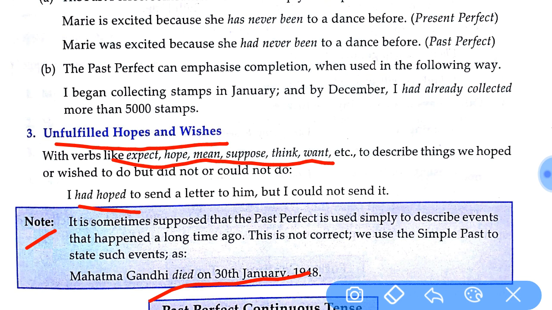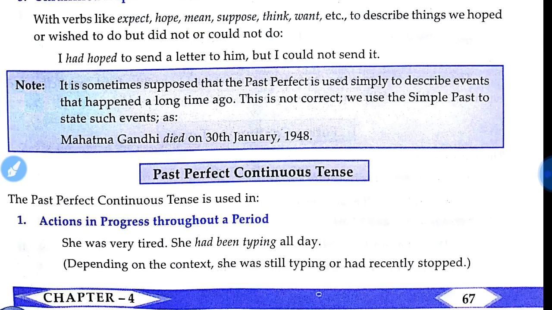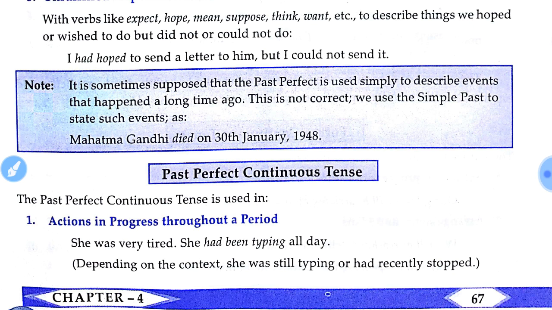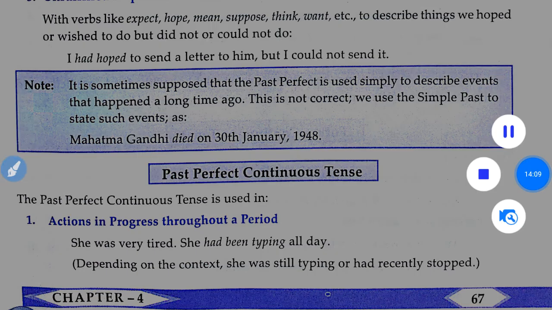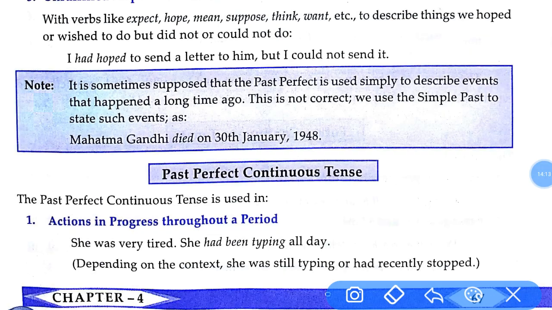Now the last one we have is the past perfect continuous tense. Let us go through that. The past perfect continuous tense is used for an action in progress throughout a period. Some action is going on for some time.